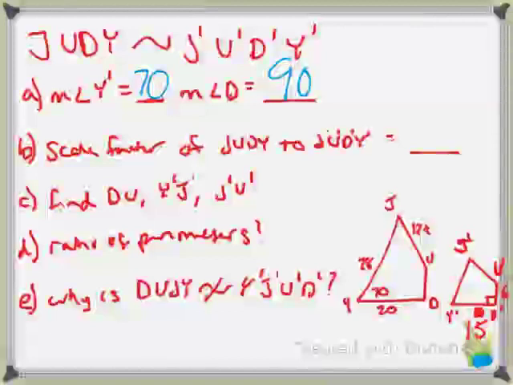Scale factor of JUDY to the same figure but the primes. When it tells us which one comes first, we want to try to do our proportion in that order. So I think some of you might have done this one upside down, which you'll get the same answers for part C. But when we're saying scale factor of one thing to the other, we want to match the order there. So we're going to say JUDY will be the top of our figure, and then the second one would be the bottom of the figure. Which sides could we use to find the scale factor?